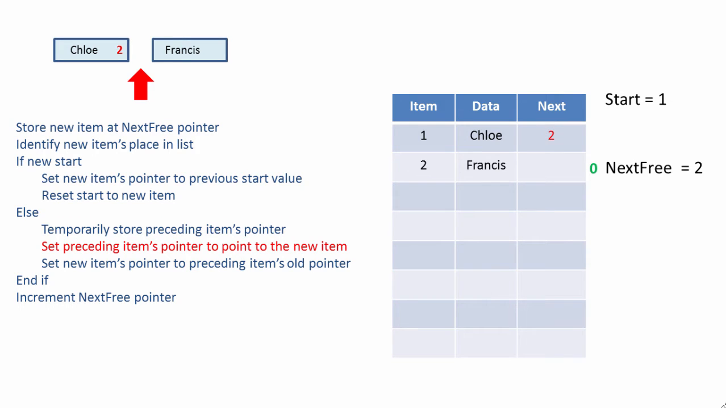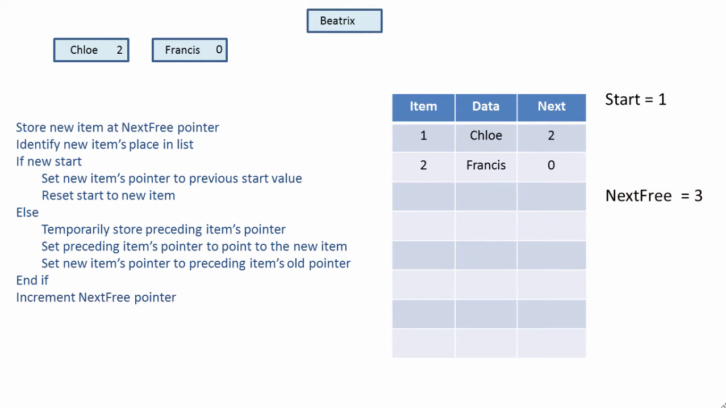We then set the preceding item's pointer to point to Francis. So in this case, Chloe is now pointing to item number 2. And then we set the new item's pointer to the preceding item's old pointer. This means that Francis is now the last item in the list. And now we can increment next free in readiness for the next item.